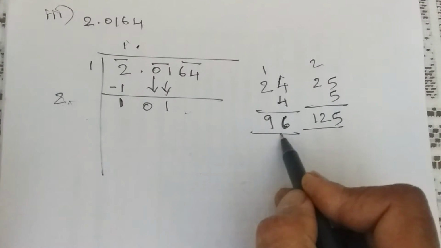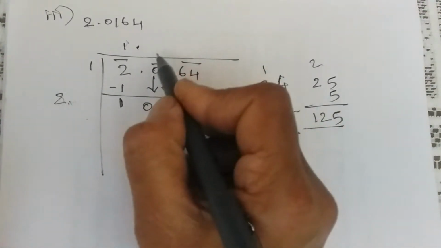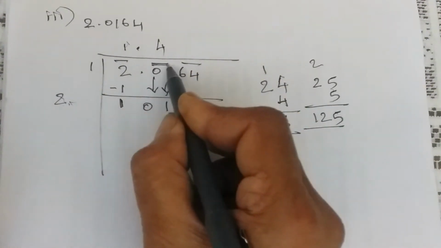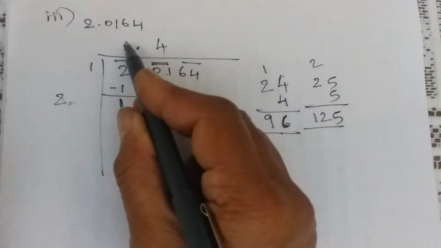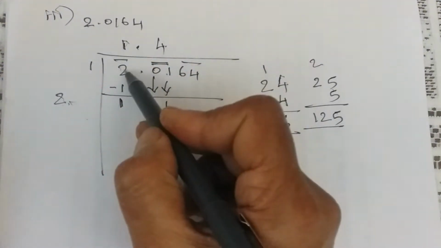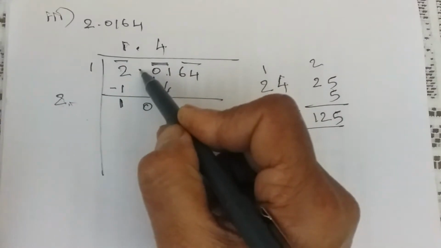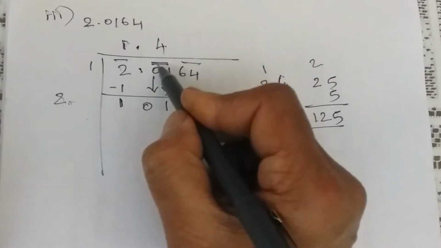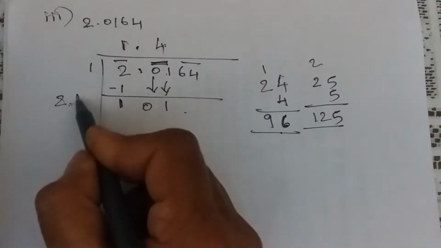So which number will you write? 96, and the quotient is 4 for 01. For the period 01, the quotient is 4. You write the quotient straight above each period. Above 2, the quotient is 1. Above the decimal point, you also keep the decimal point. And above this period 01, the quotient is 4.